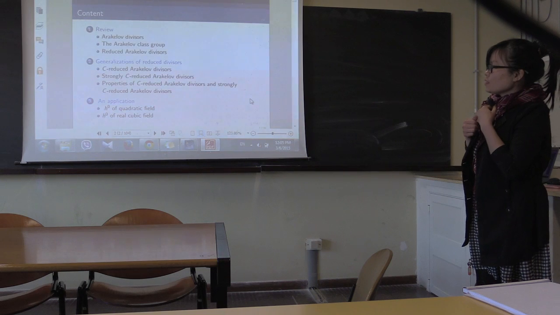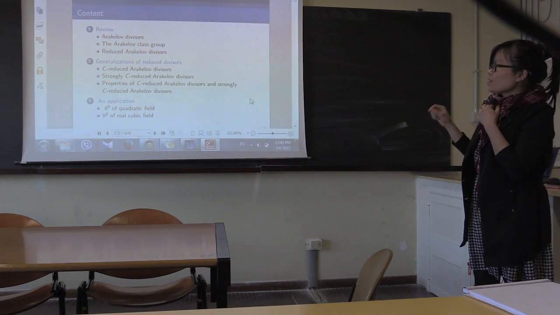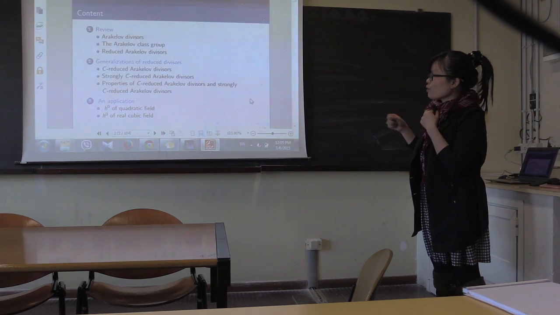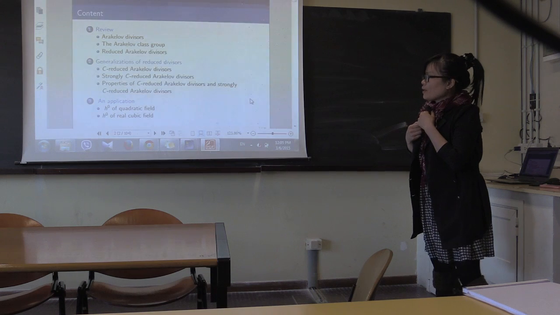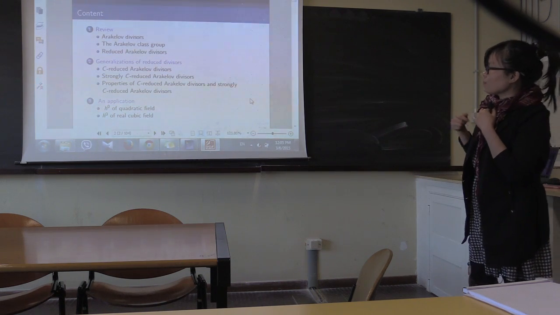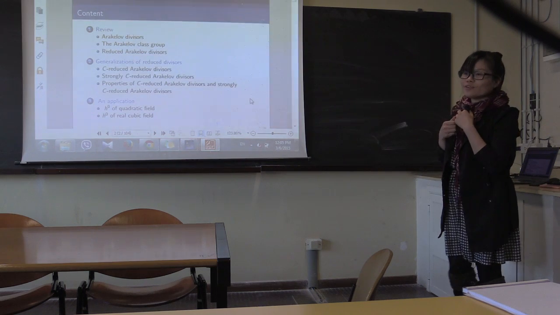And the last part is I want to show one of the applications of using C-reduced Hatranphd divisor in computing the function A0 of quadratic fields and number fields with unit group of rank 2. But here I only give an example for a real cubic field.